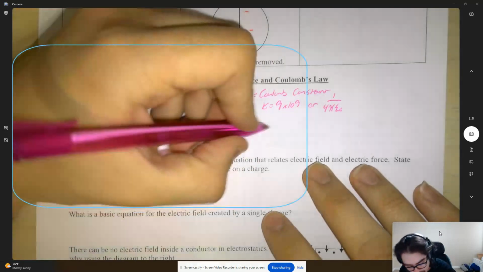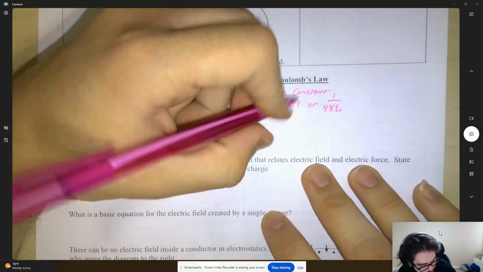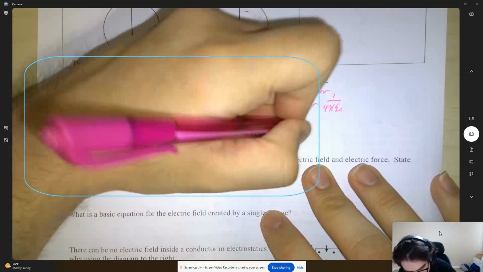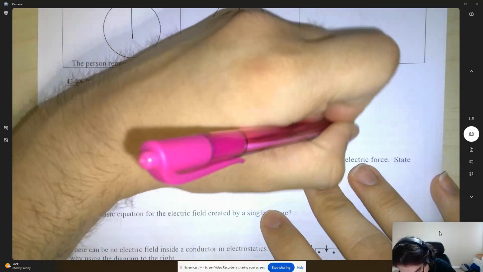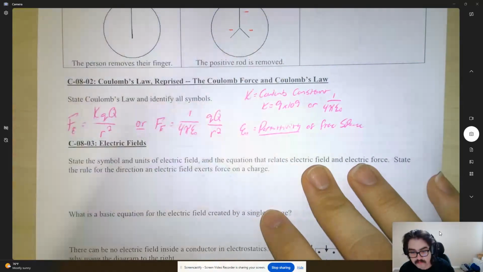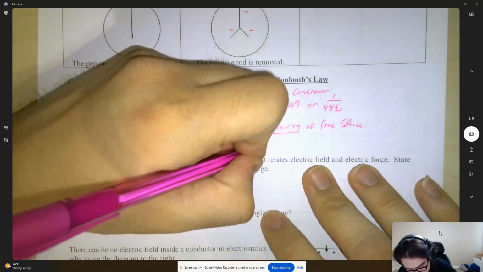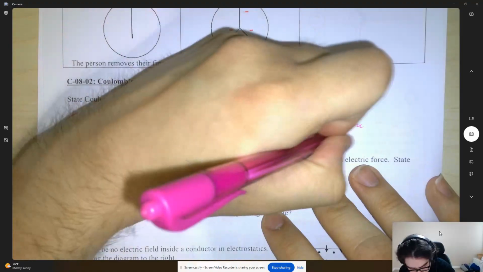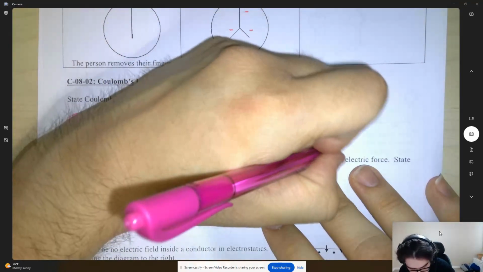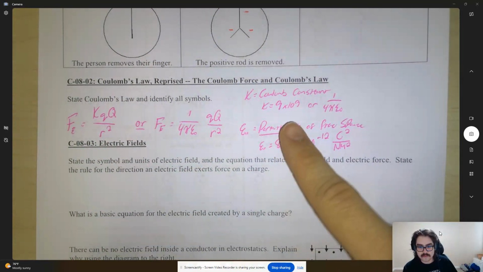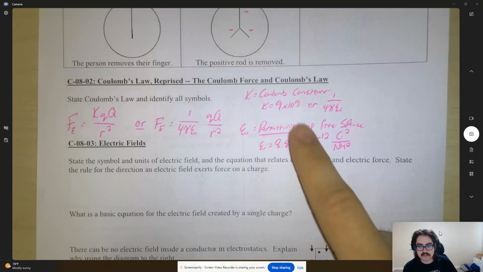Epsilon naught is a constant. This is the vacuum permittivity, the permittivity of free space. That is not the permeability of free space. That's different. That's used for magnetism. And epsilon naught is equal to 8.85 times 10 to the negative 12 coulombs squared over newtons times meters squared. And you don't really need to know that if you know the Coulomb constant. You're not really going to have to use the permittivity of free space if you know the Coulomb constant.